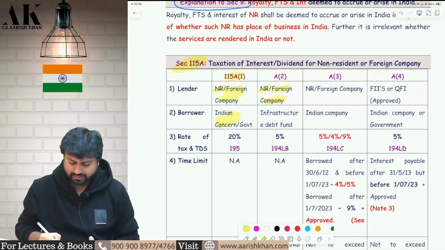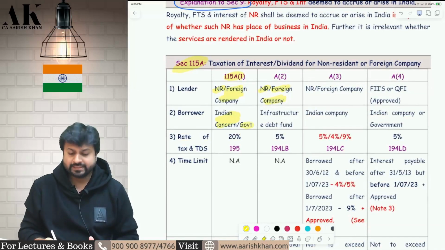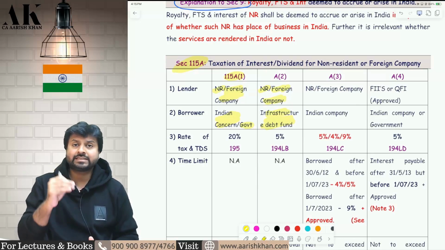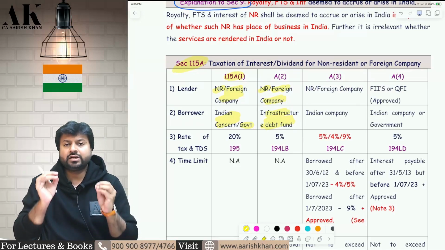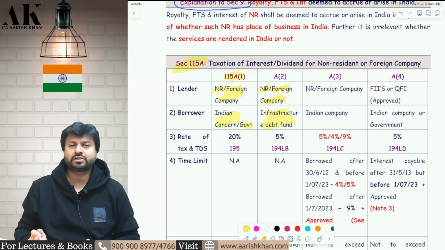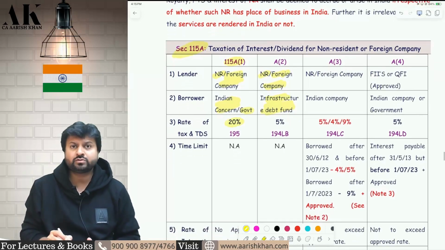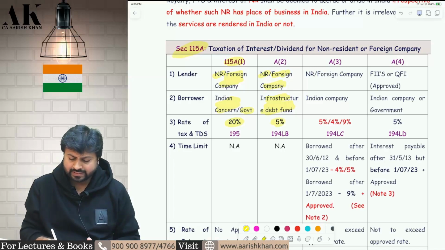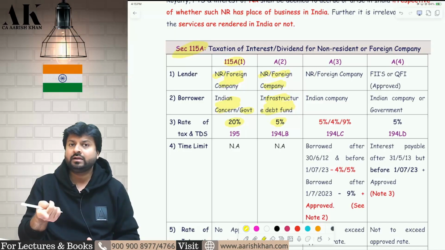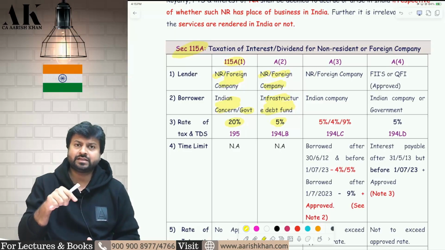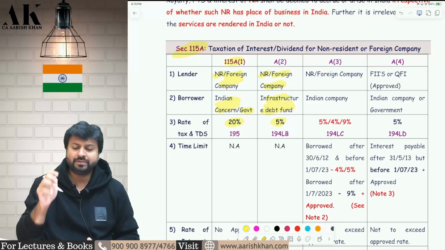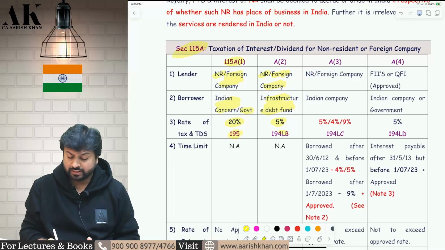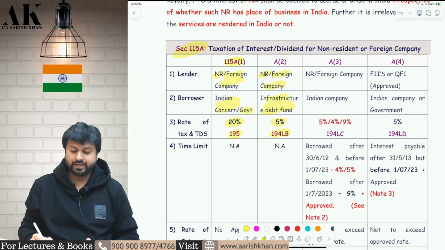Next, government. The borrower is government. In the second section, the borrower is an infrastructure debt fund, whose income is exempt under section 10(47). In the first section, the tax rate is 20% plus surcharge if applicable, plus cess always. In the second section, the tax rate is drastically lower, 5% plus surcharge if applicable, plus cess. In the first section, TDS will be deducted under 195. In the second section, it will be deducted under 194LB.